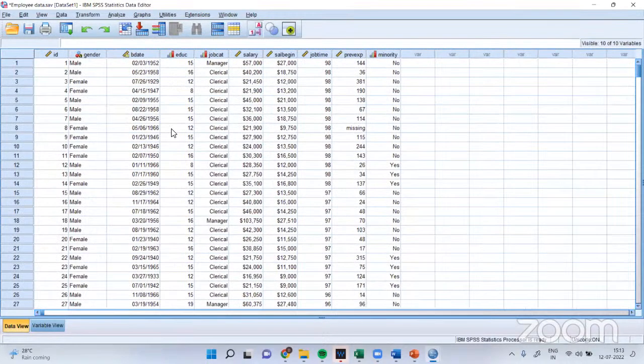Okay. Now pick up two categorical variables. Any two categorical variables can be picked up. Please write down in the chat box. Gender. Job category. Is there any other categorical variable? Education. Okay. Any other? Please go on seeing the data frame. Minority. Yes, Anisha, you are right.